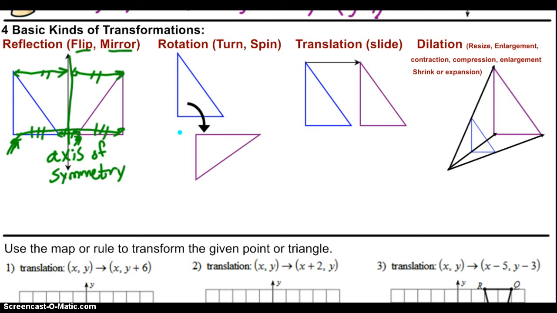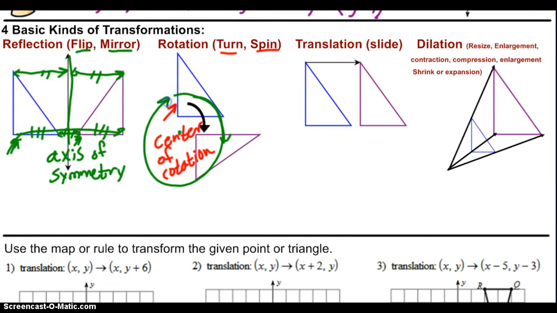A rotation, also called a turn or a spin, is when we take a pre-image, like this blue triangle here, and spin it some number of degrees around a point. This point we call the center of rotation. And we spin it or rotate it a certain number of degrees. Could be 90 degrees, 180 degrees, 27 degrees, anything you want. We're just spinning that around the center of rotation, almost like a pinwheel or one of those merry-go-rounds that you might see at an amusement park.